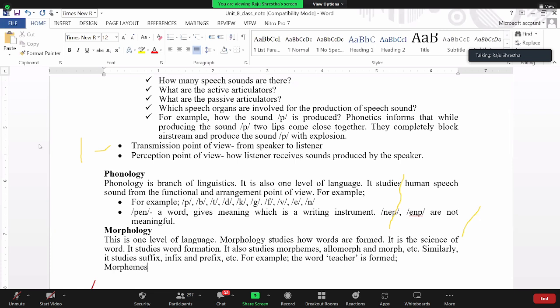How many morphemes? Teach is one full morpheme, and the other is ER. This is teach plus ER, teacher, or teachers, which is teach plus ER plus ES. So this kind of study is what morphology does. Teach is a full morpheme. And then ER is a suffix, right? ER is a dependent morpheme. So this is the study of morphology. And after morphology we come to syntax.